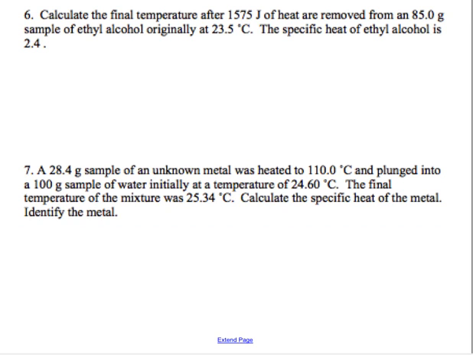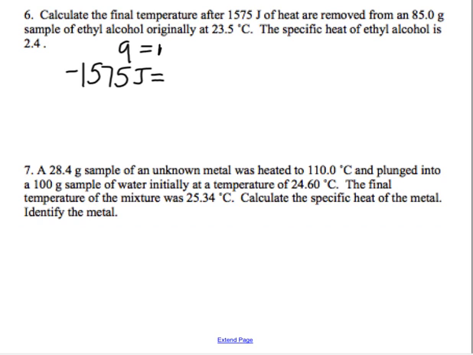All right, number 6. I apologize to people at home, but you're getting a lesson and you're not here, so that's just tough. Calculate the final temperature after 1,575 joules of heat are removed from 85 grams of a sample of ethyl alcohol, originally at 23.5. You have to be careful because of the verbiage. Heat is removed from a sample of ethyl alcohol, so heat is leaving the system. What is the sign on that heat? Negative. That's the kind of thing you've got to watch out for.